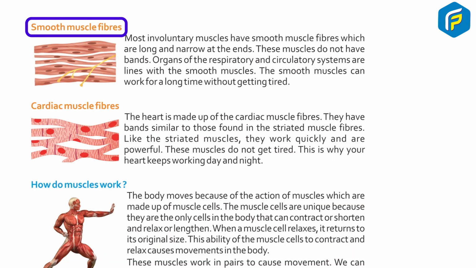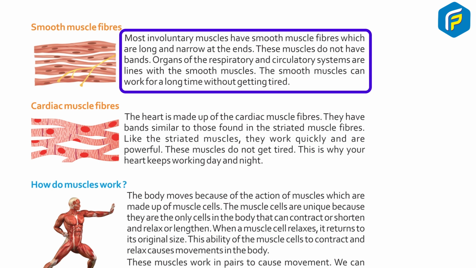Smooth muscle fibers. Most involuntary muscles have smooth muscle fibers, which are long and narrow at the ends. These muscles do not have bands. Organs of the respiratory and circulatory system are lined with the smooth muscles. The smooth muscles can work for a long time without getting tired.